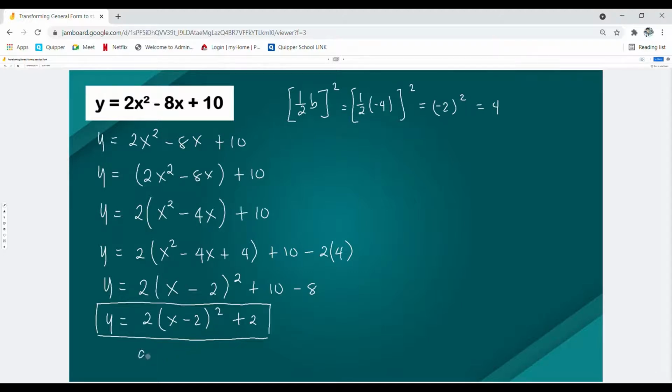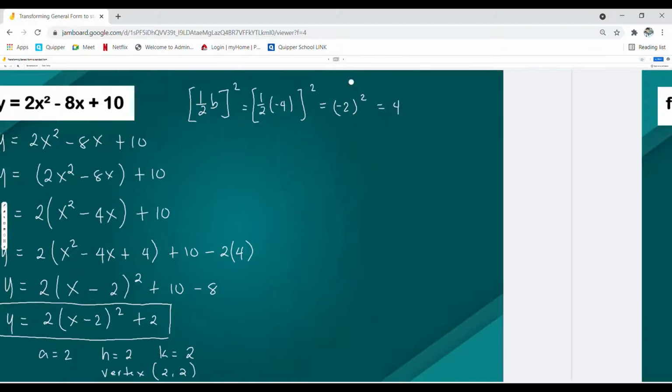Where your a is 2, your h is positive 2. If it's negative here, that's a positive, and then your k is positive 2. Positive because if you equate that to 0, you transpose, and negative 2 becomes positive. Therefore, your vertex is at positive 2 and positive 2. That's it. So you can get the vertex if you can write the general form into vertex form. That's for general to vertex form.